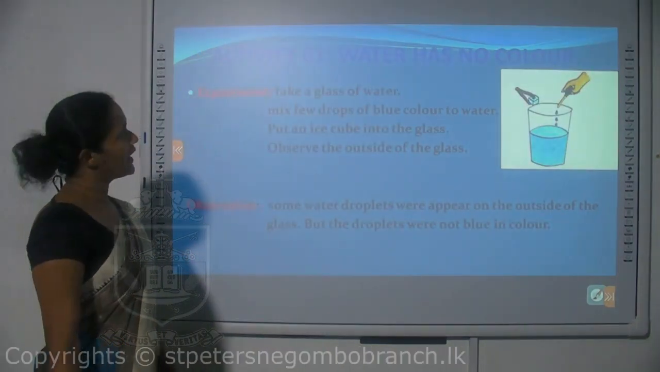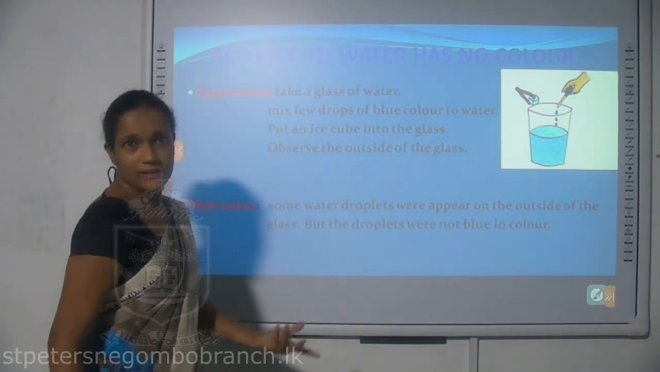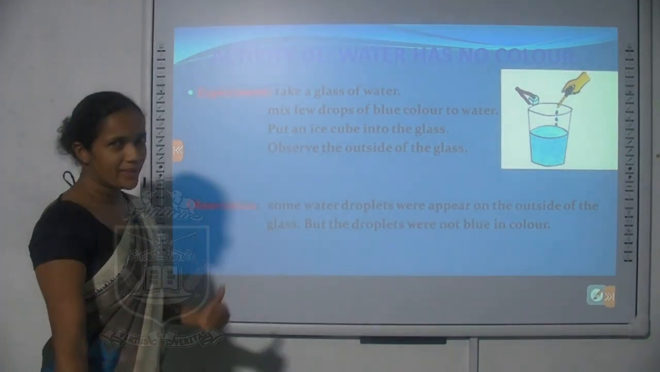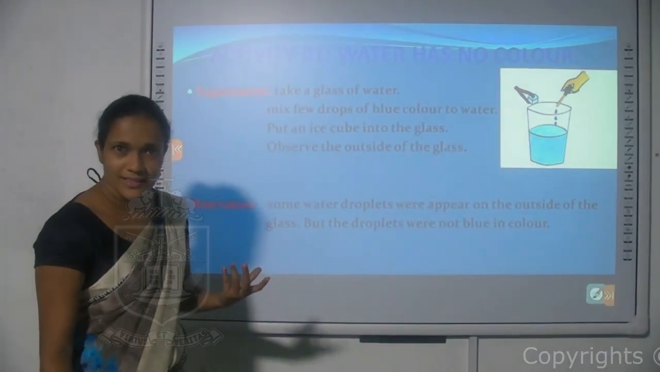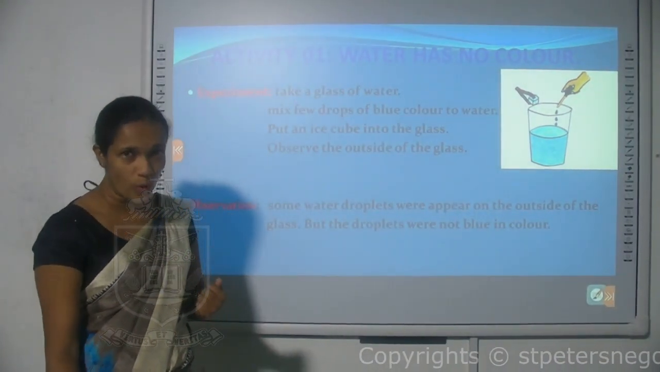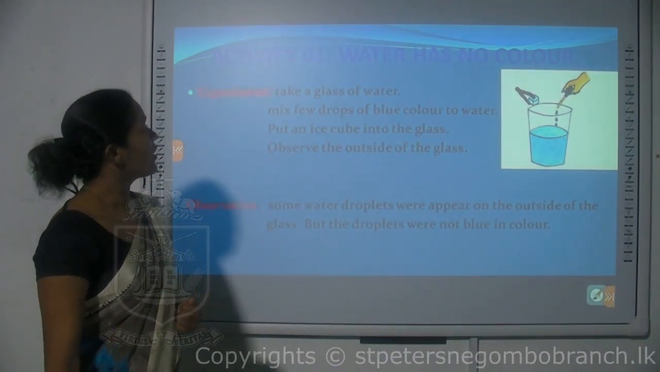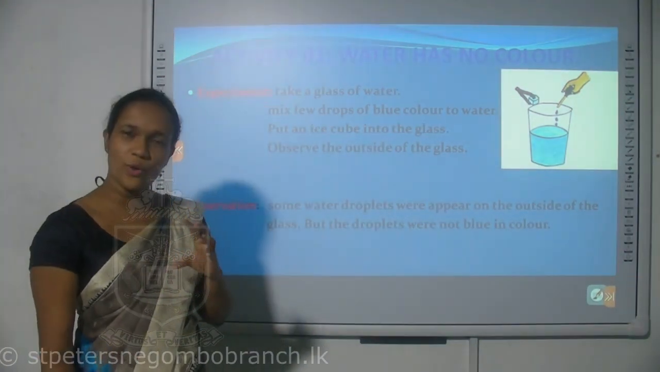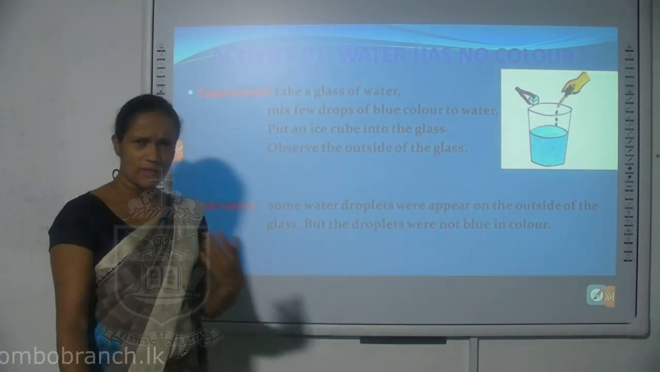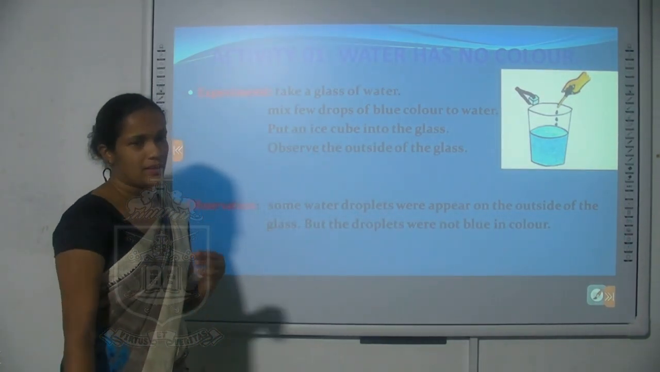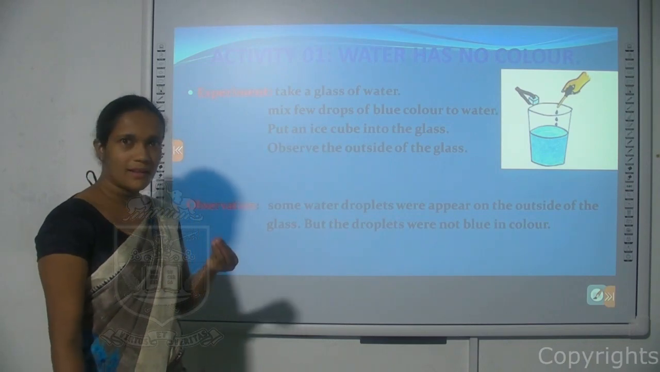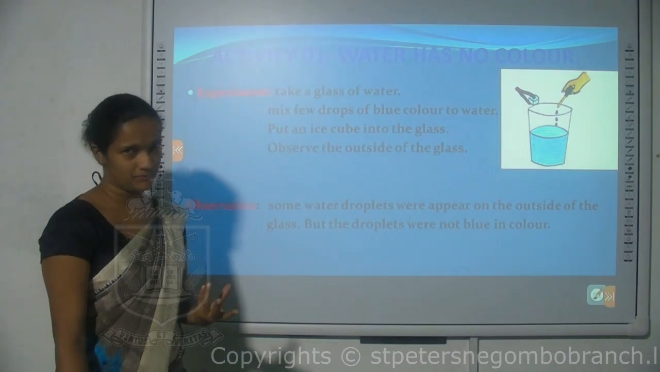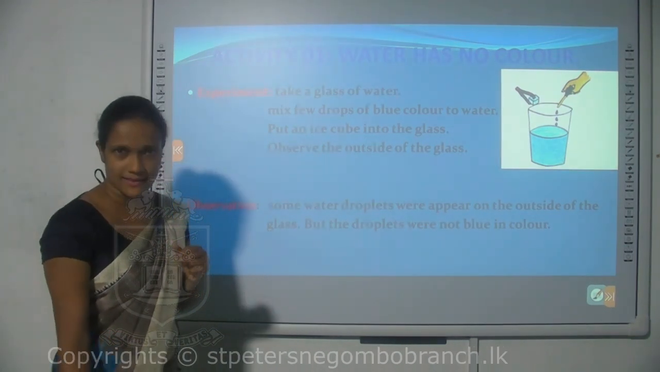Right, now I told you you will learn some characteristics of water. This is a very good and interesting experiment which you can do at home also. Right, we are going to see that the water has no color, but we never experience whether the water has color or no color. Okay, so the experiment is like this.